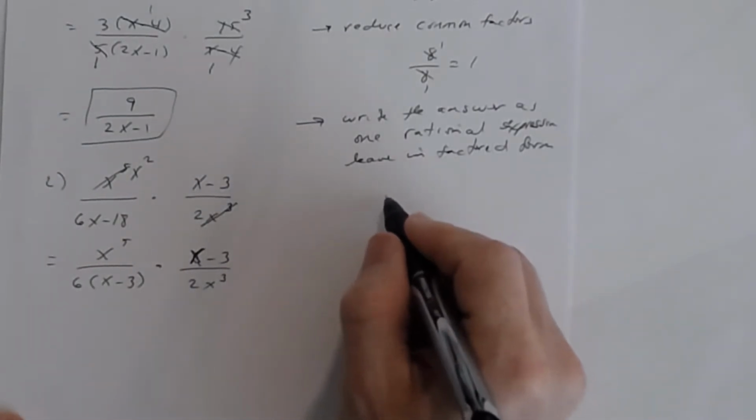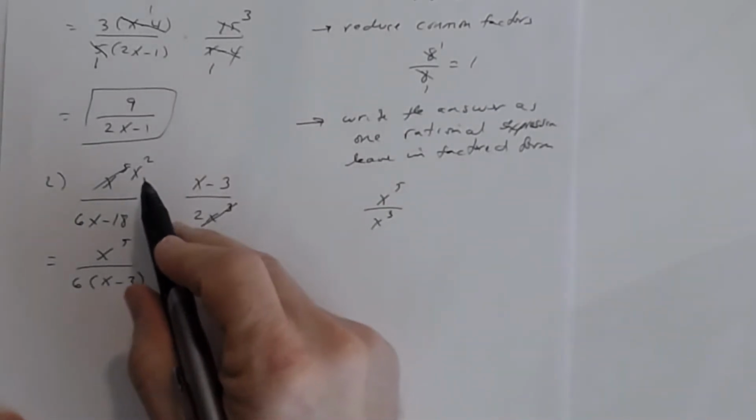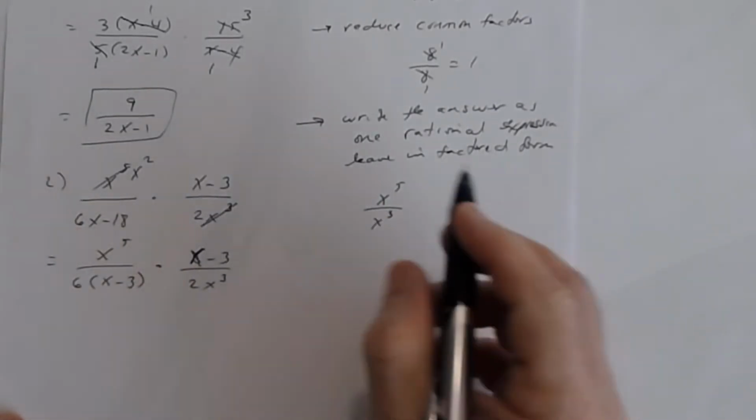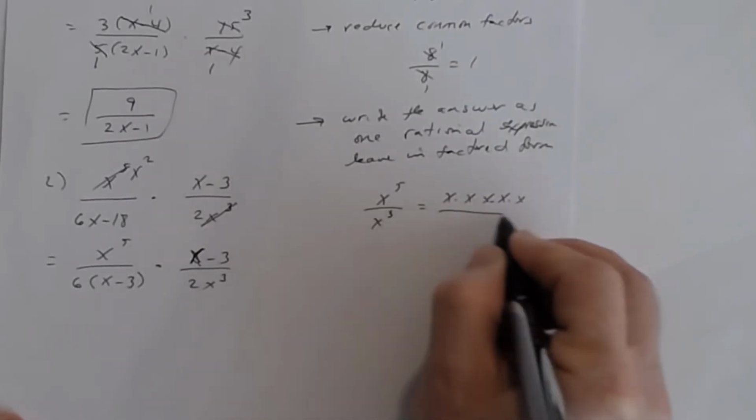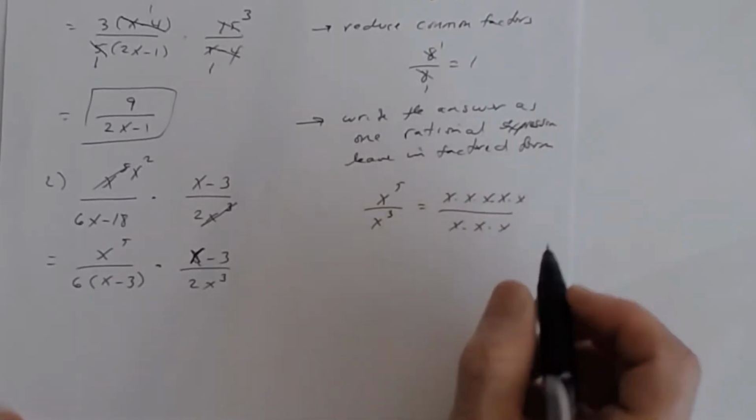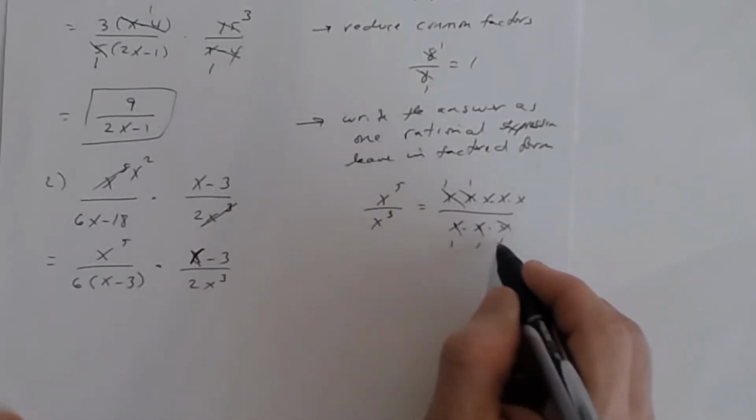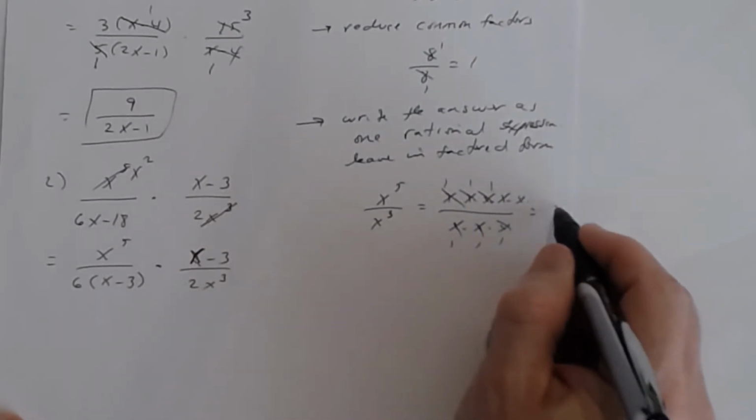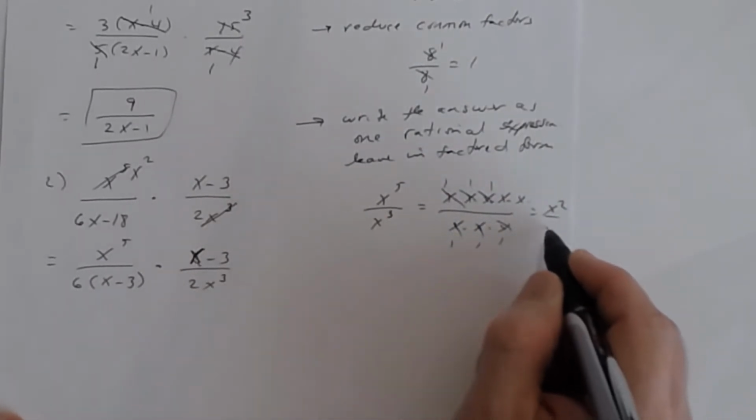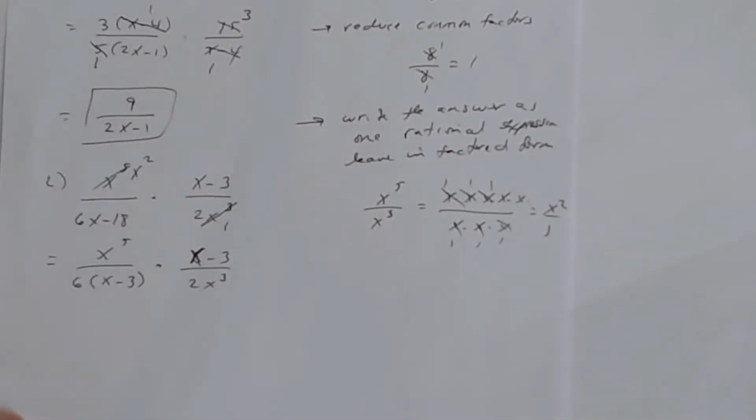So think about it. You have x to the 5th divided by x cubed, right? X to the 5th divided by x cubed, which means x times x times x times x times x divided by x times x times x. And then you reduce, just like we've been doing. And notice you have 1 times 1 times 1 times x times x, which is x squared. And you have 1 times 1 times 1, which is 1. So this becomes x squared, and this becomes 1. Okay, x squared divided by 1.